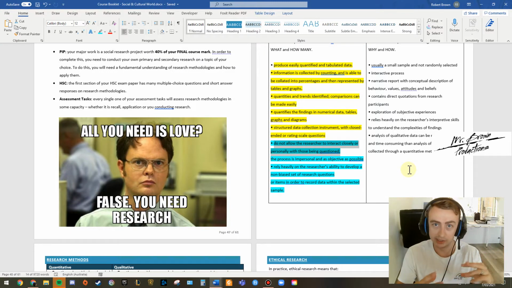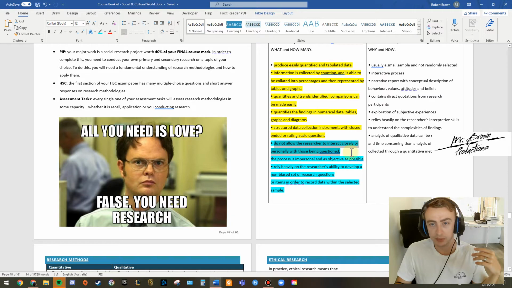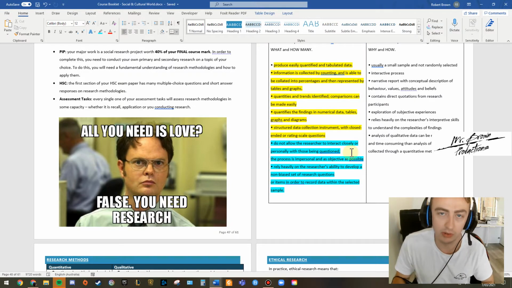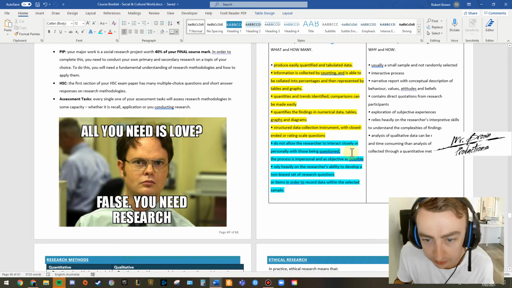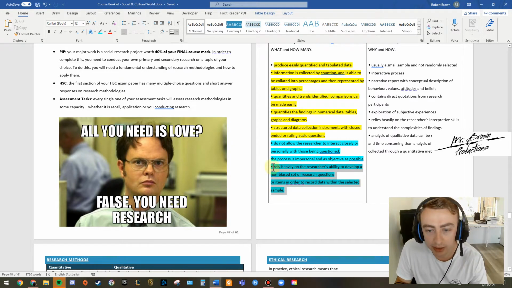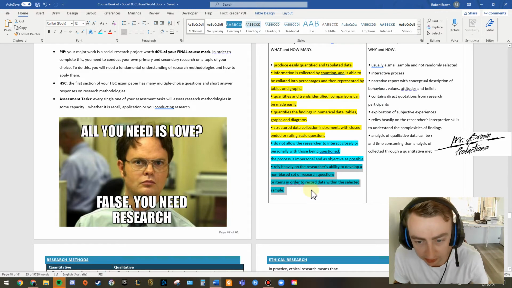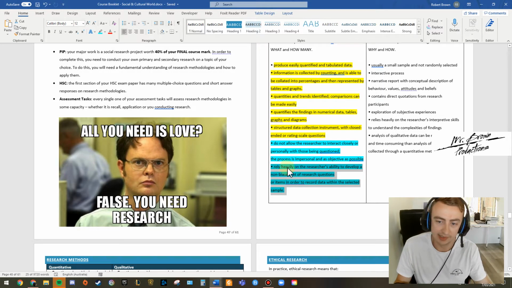So you're not interacting closely or personally, and that is considered a weakness, because there could be more information there that you could gather, but you're just not getting it because of the nature of the research. And the second main weakness is that it relies heavily on the researcher's ability to develop a non-biased set of research questions or items in order to record data with the selected sample. So the other weakness is that you can be biased in your questions.